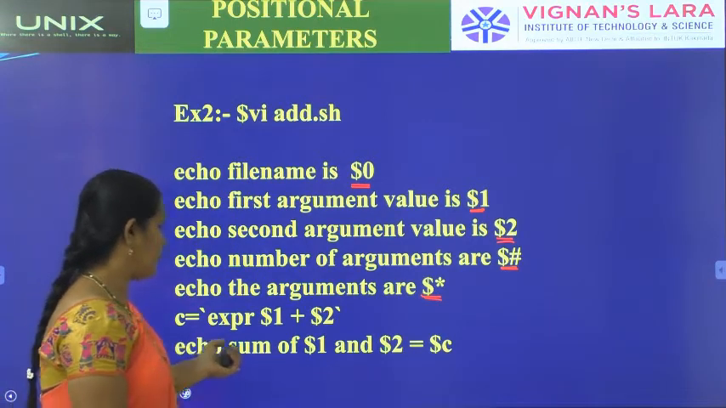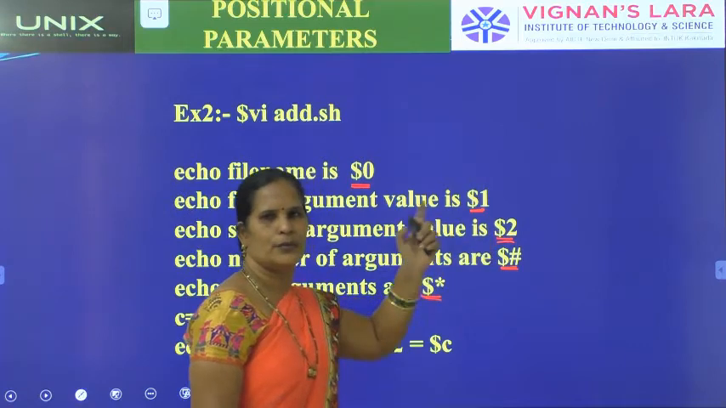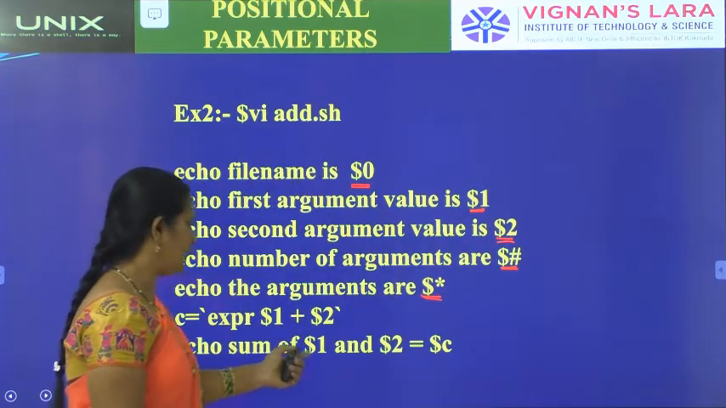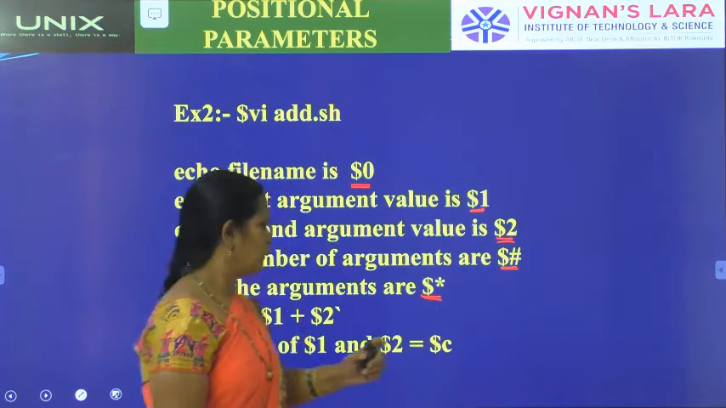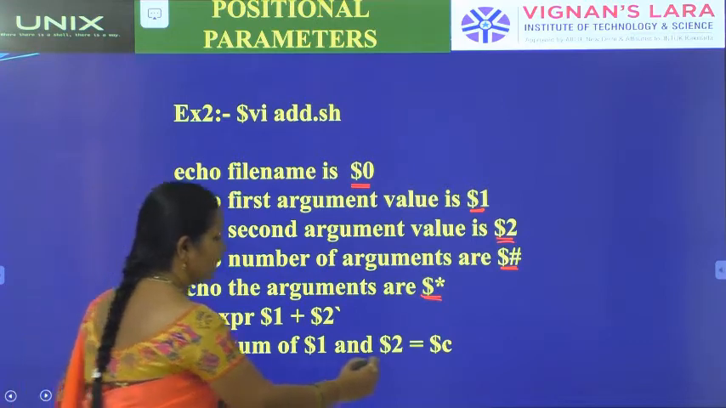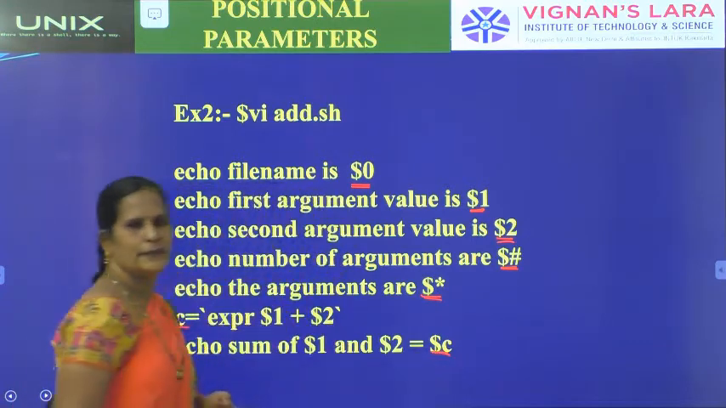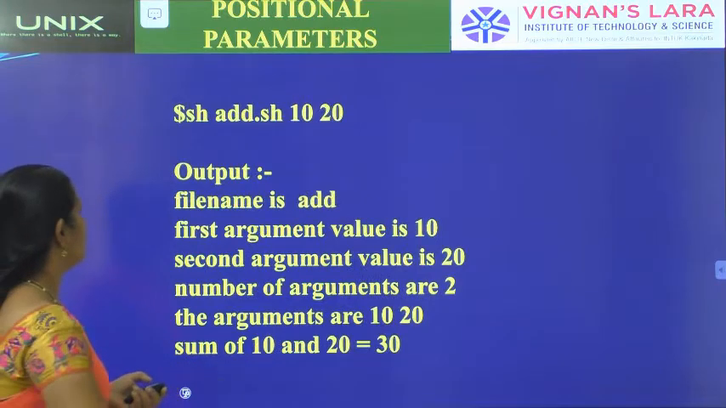Next, echo space sum of $1 and $2 is equals to $C. So the sum of these two values is stored in a variable C. In order to get the value, we have to use $C. Then, first we have to compile this one.